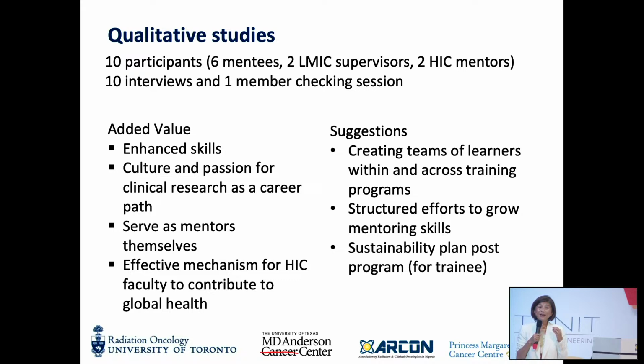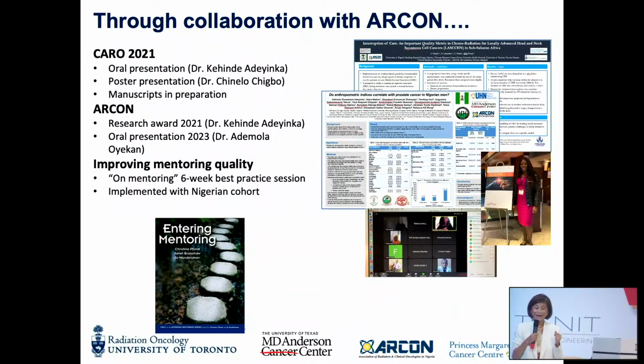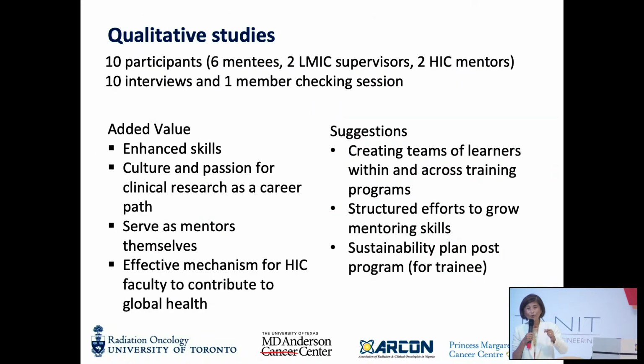From my end, I find that it was a very effective mechanism to allow our colleagues, faculty, who perhaps are not as well positioned to collaborate with international global collaborators, but through the mechanisms that have been set up, they are right there to help mentor our trainees. They also gave us some suggestions for improvement. They've told us that being the only resident selected from their center is a little lonely, and having a team is helpful. They also suggested that we should have some structured efforts to grow the mentorship quality and mentoring skills. And finally, they also mentioned that sustainability after they completed the program is something that we should think about.